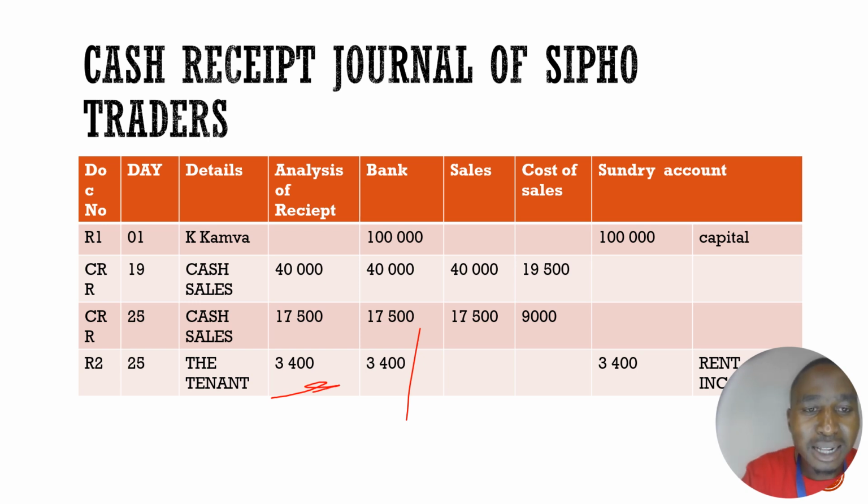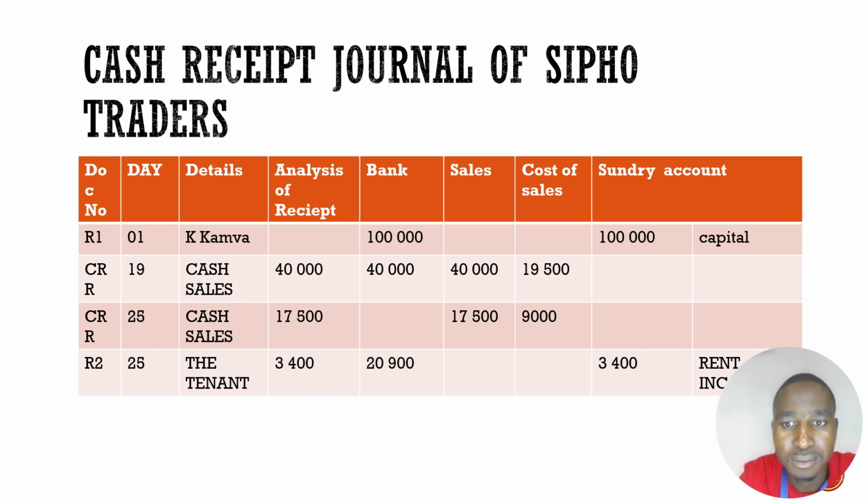We write the money that was paid to us by the tenant, that is 3,500, and under the bank column we also write 3,500, and then we also write under sundry accounts for rent income. Under sundry accounts, that is the second account affected, you have to write rent income and write 3,500 on the amount. That is how you record.